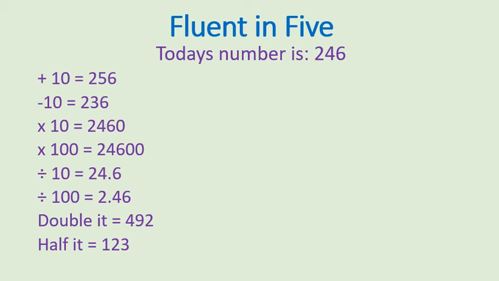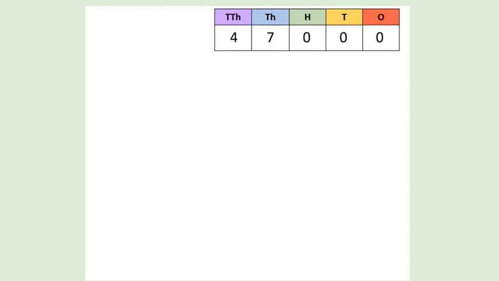So now we are moving on to today's learning. Today we are going to be focusing on dividing by 1000, and we're going to think about those connections between dividing by 1000 and dividing by 10 and 100. On the place value grid you will see the number 47,000.